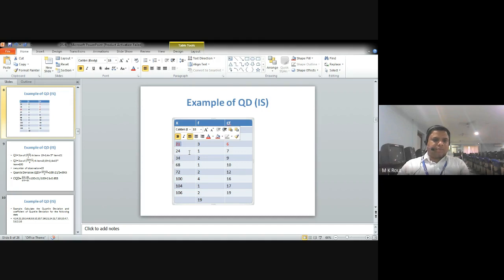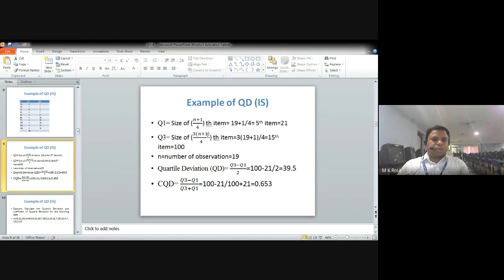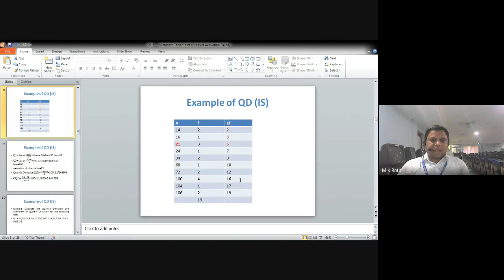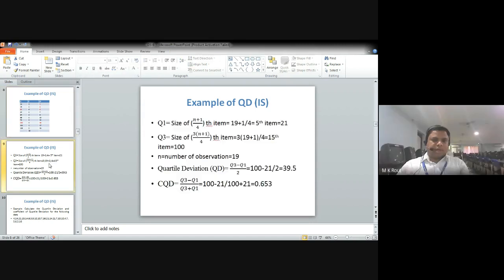Similarly, if you calculate the Q3, that means 3 into (n plus 1) divided by 4, that is 3 into 19 plus 1 divided by 4, that equals 15. In case of 15, it is lying in the interval starting from 16, that is the 16th. That means your 100.